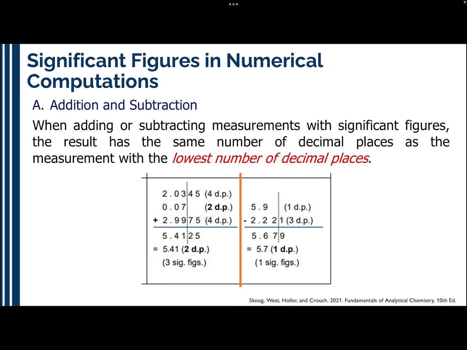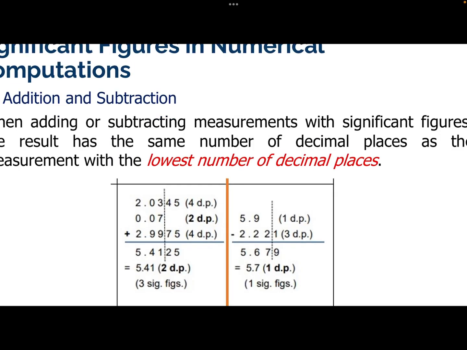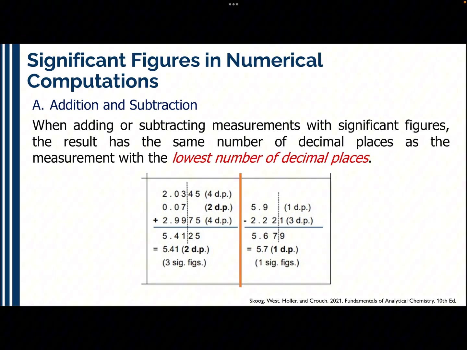Okay, in addition, significant figures in numerical computations. In addition and subtraction, the significant figures we follow must be the lowest number of decimal places. So if we have 2 decimal places, then our answer should also have 2 decimal places. So here we have 1, 2, 3, 4, which is 4 decimal places, while this one has only two. So our answer must have 2 decimal places.